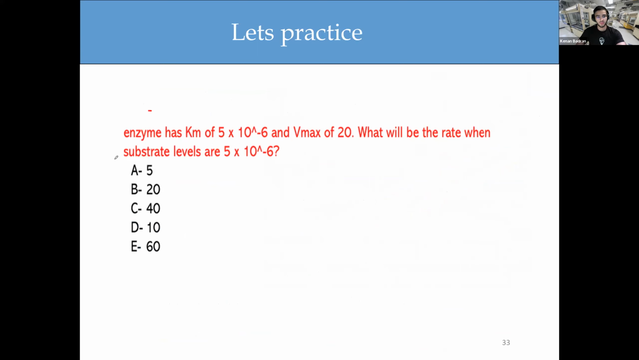This one was from a previous batch question. Okay. 5 times 10 to the power negative 6 is the Km, in other words, the inverse of affinity, and the Vmax of 20. What will be the rate when substrate levels are 5 times 10 to the power negative 6? I will not answer. I want someone to volunteer. Anyone?